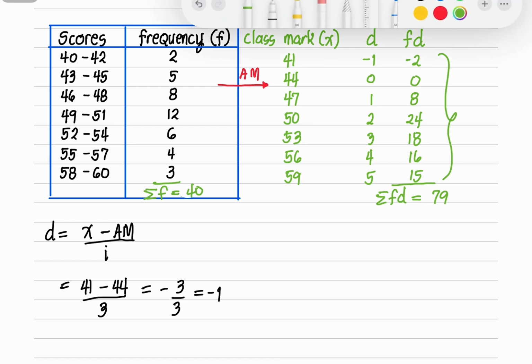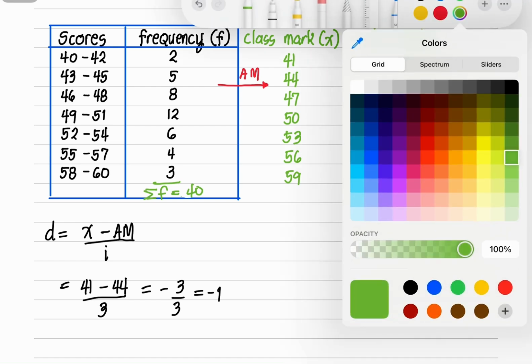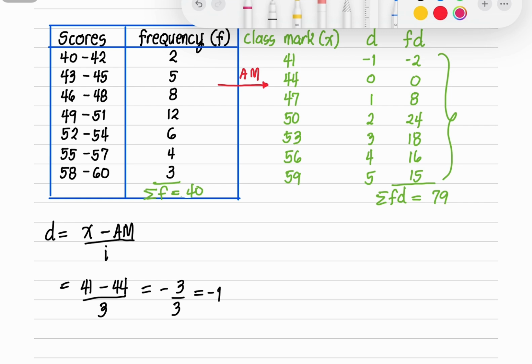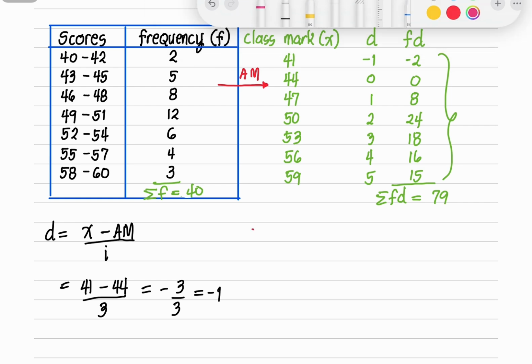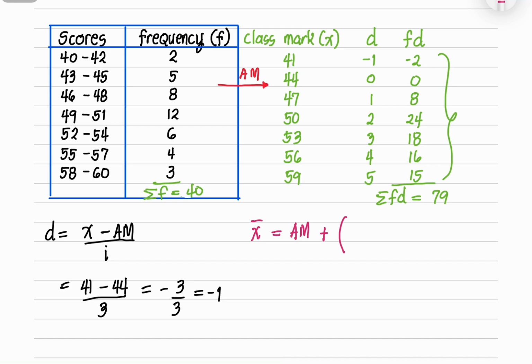So now, using the formula, so ang formula natin dun ay x bar or sample mean is equal to assumed mean added by summation of FD divided by summation of F times the interval or the class interval. So guys, dito plug-in lang tayo ng plug-in.